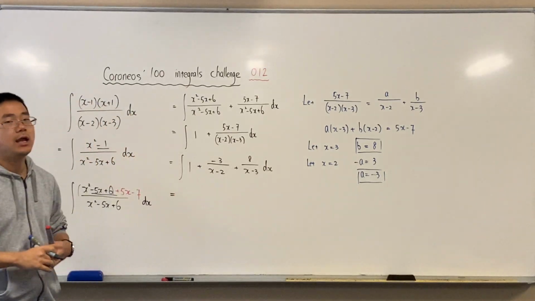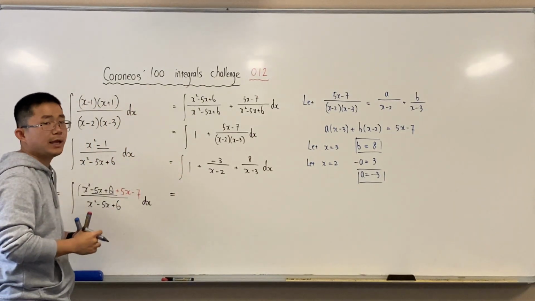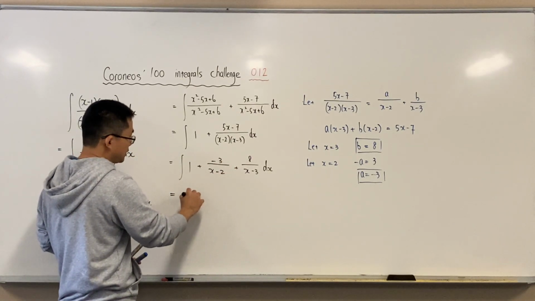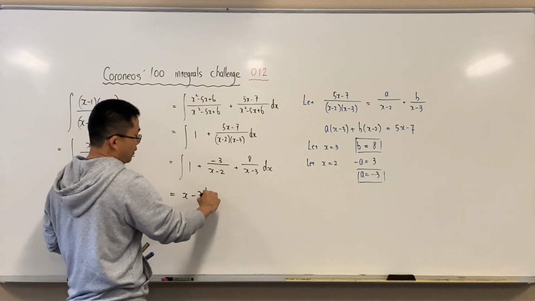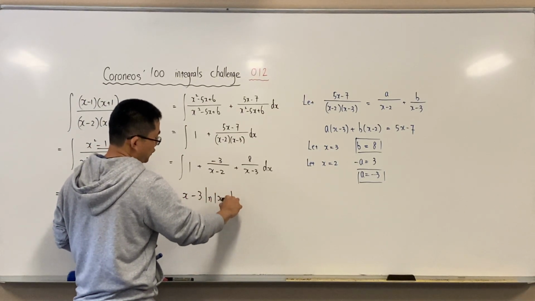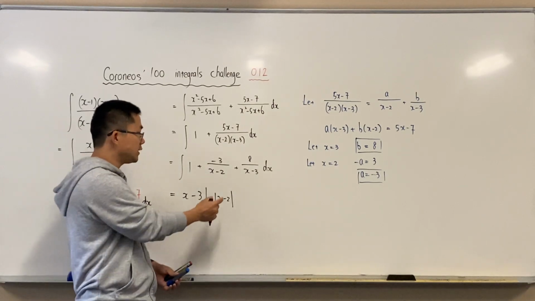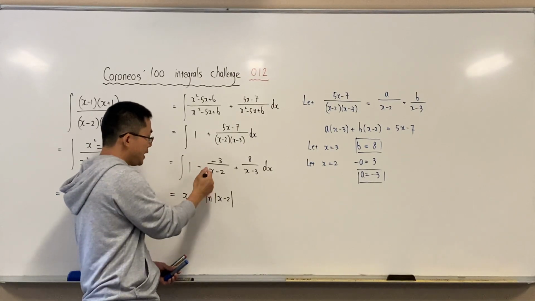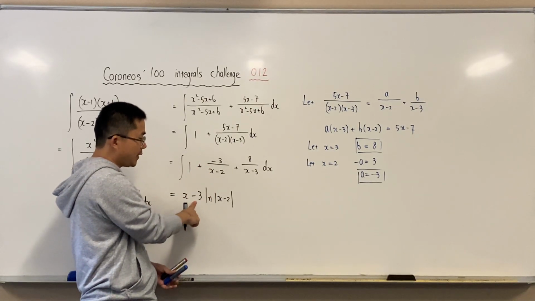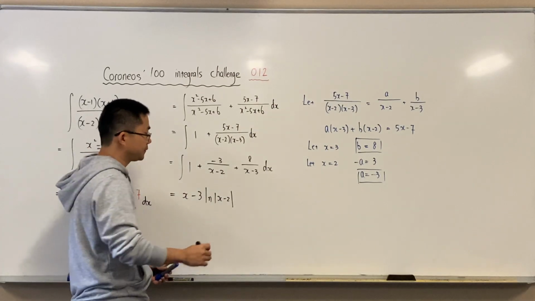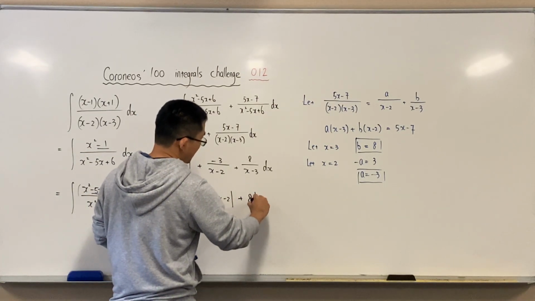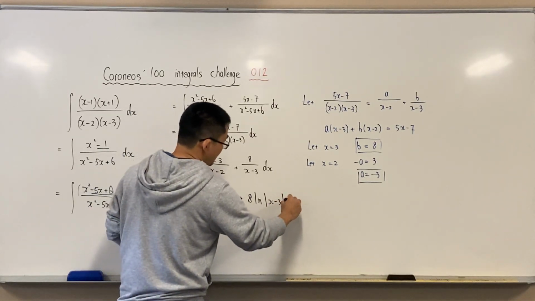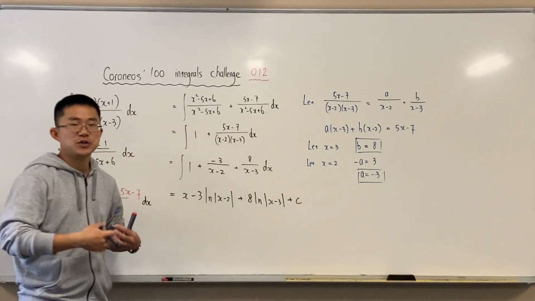After we change everything into this format, now we can easily integrate each one of the terms here. When you integrate 1, it is equal to x. When you integrate this one, it is equal to ln absolute value of x minus 2. The reason for that is the derivative of the denominator is equal to 1, and then you can move the numerator to the front as a coefficient. So that becomes minus 3, and here's the formula. Same with the next one: 8 ln absolute value of x minus 3, plus C at the end. That's how you solve this question.